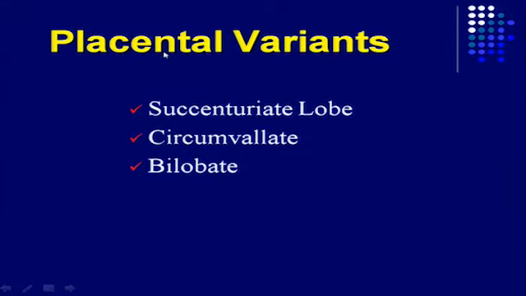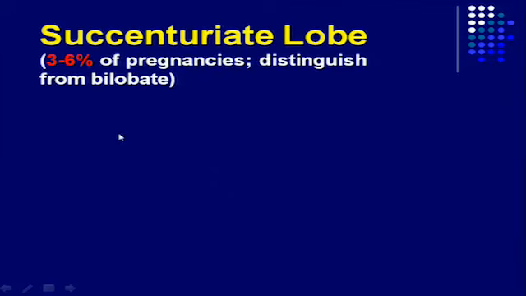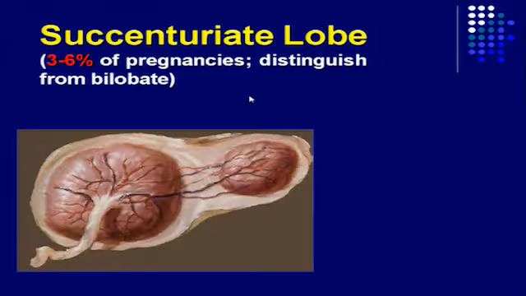Some of the variants we see with the placenta are a succenturiate lobe or accessory lobe, circumvallate, and bilobate. So 3 to 6% of pregnancies will have a succenturiate lobe. Majority of them we don't even pick up. They're small, we don't even see them. You see them when you deliver. You must distinguish it from a bilobate placenta.